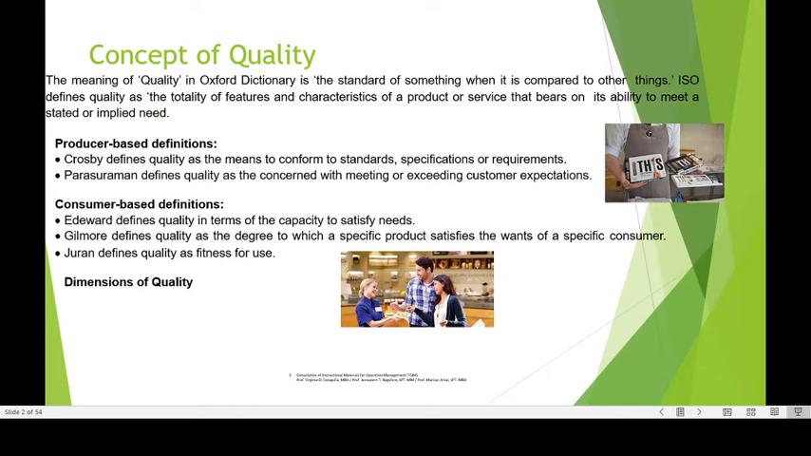Sa companies, like for example, the restaurant companies, kadalasan, we ask our clients about their feedback regarding our food, regarding our customer service, regarding the surroundings, 'di ba? So lahat 'yon tinatanong namin, and we have to come up with certain conclusions on how we are going to improve our quality. Next, we have dimensions of quality.